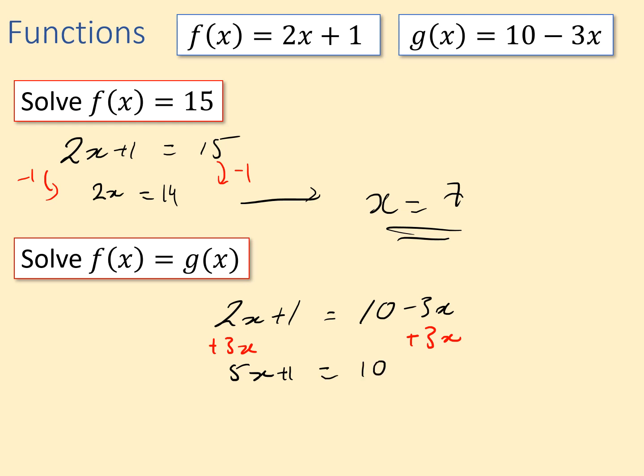And then we solve like normal, take away 1 from both sides, 5x equals 9. So x is 9/5, which is 1.8. You can leave it as 9/5 though. So that is the value of x that makes both of these functions equal.